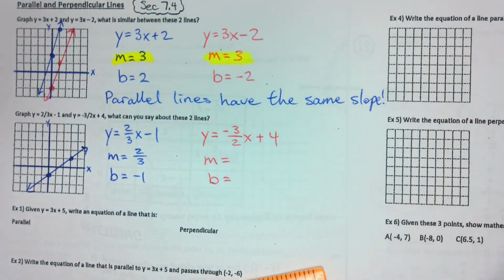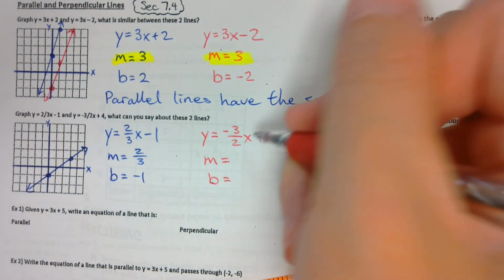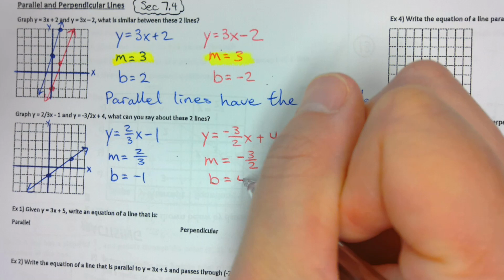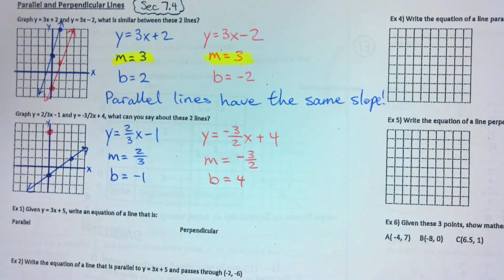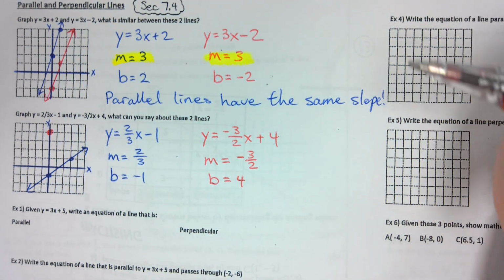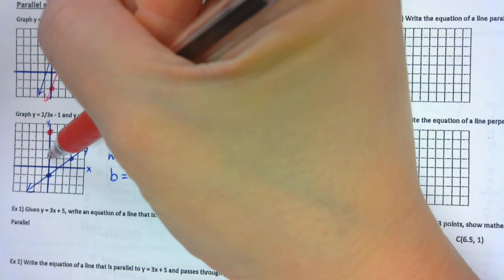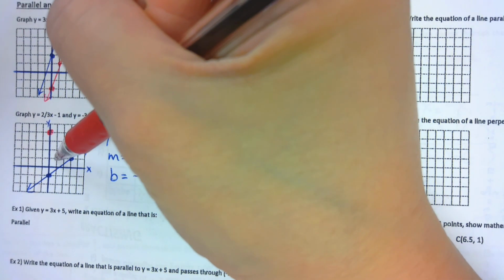Now the red line. Michelle. Good. Okay, so I'm going to plot the 4 on my y-axis. And then what am I going to do, Michelle? To the right twice. Perfect. And then draw this line.